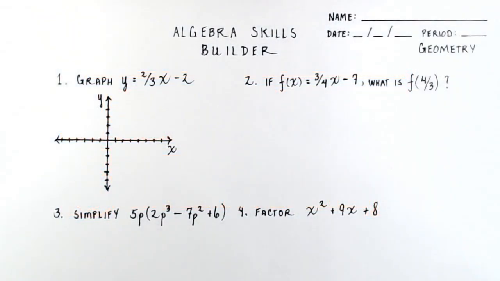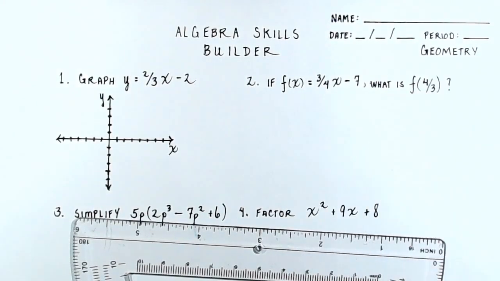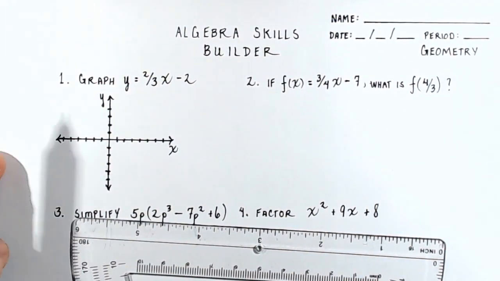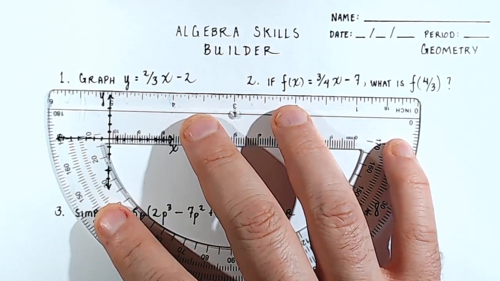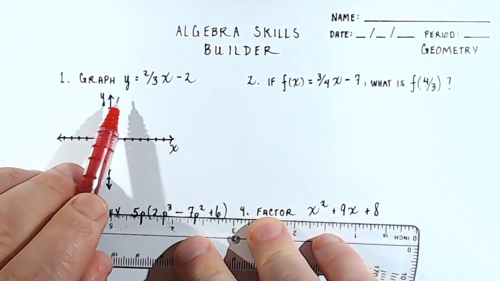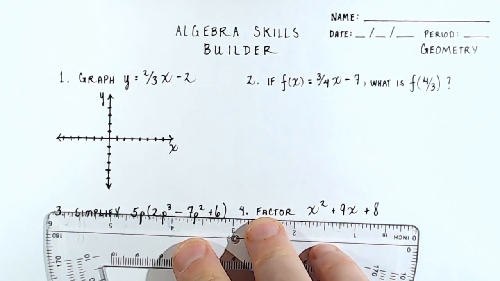Algebra skills builder for geometry students. The intention here is that we rekindle your memory of algebra so that you're prepared for what's coming up in geometry, but also so you're prepared for what's coming up later in your mathematics career here in high school and beyond. For number one, we're asked to graph a linear equation given in slope-intercept form, y equals 2/3 x minus 2.